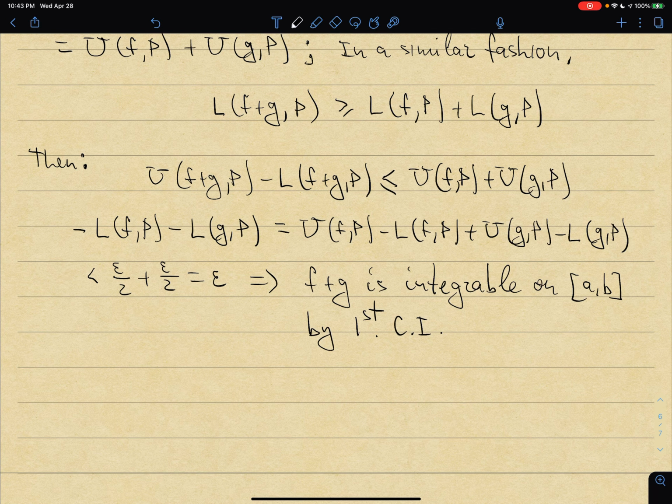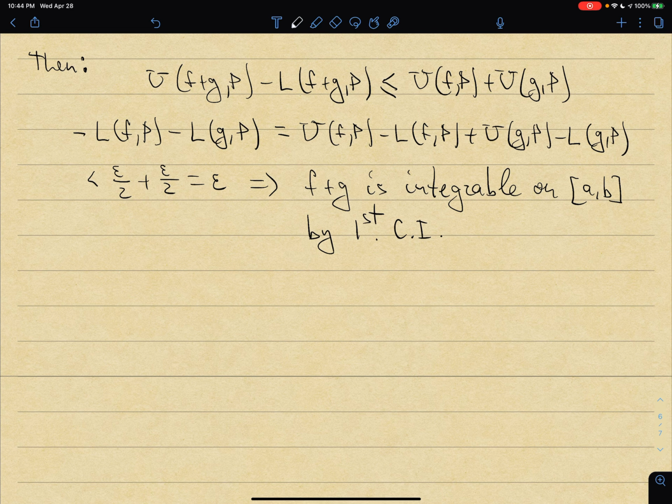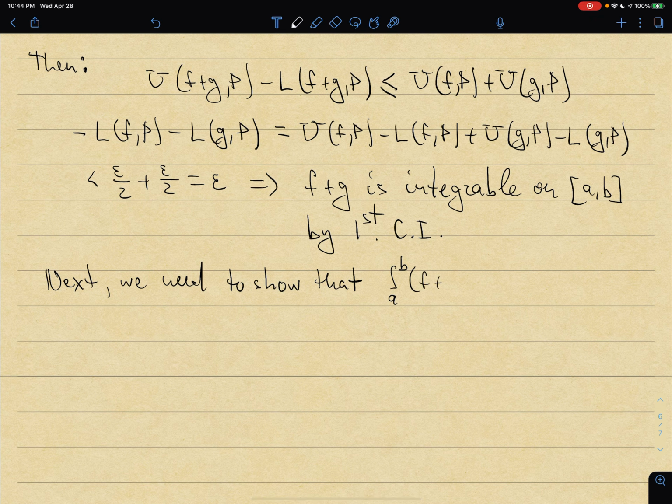Okay, so we showed the half of this, we proved the half of this statement. We also have a second half, that the integral of f plus g is equal to the integral of f plus the integral of g. So next we need to show that the integral from a to b of f plus g is actually equal to the integral from a to b of f plus the integral from a to b of g.